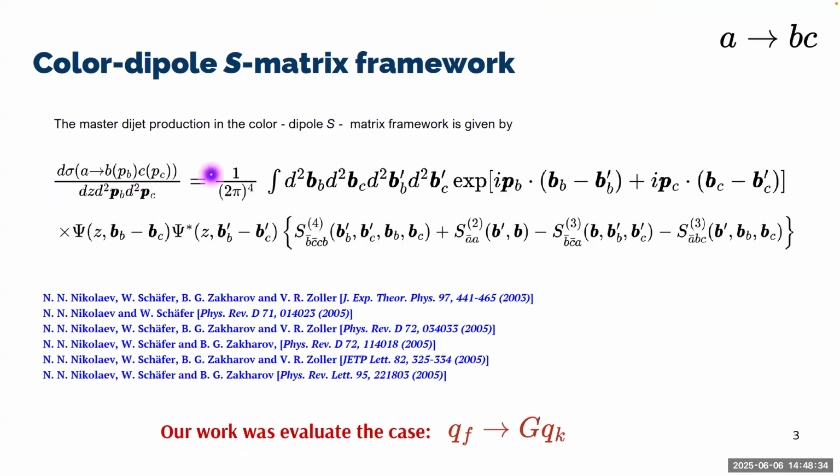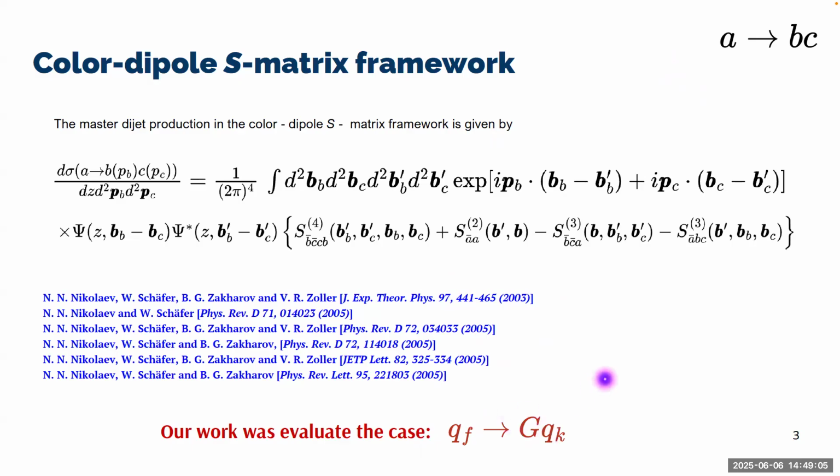In the most general form, it is written this way. It was proposed by Nikolaev, Wolfgang Schäfer, and Zakharov in a series of papers at the beginning of the 2000s. They proposed this framework for a generic A going to B and C partons, so they are analyzing colored objects. But in our case, we propose to extend this for when one of these final state particles from this emission is an electroweak boson.